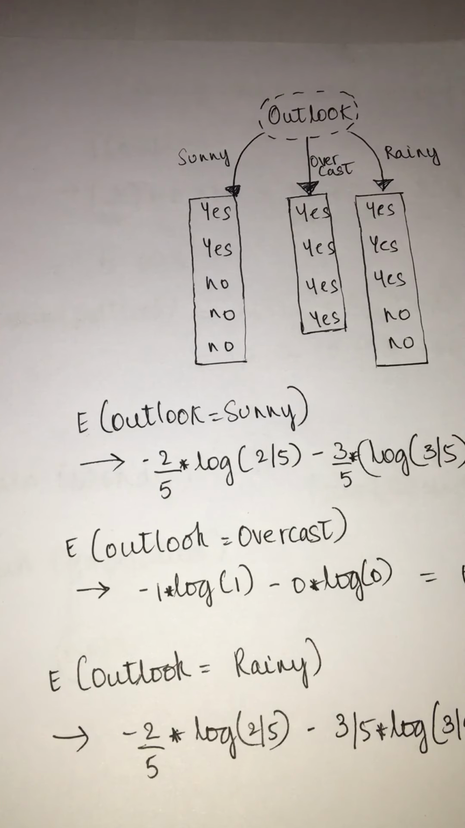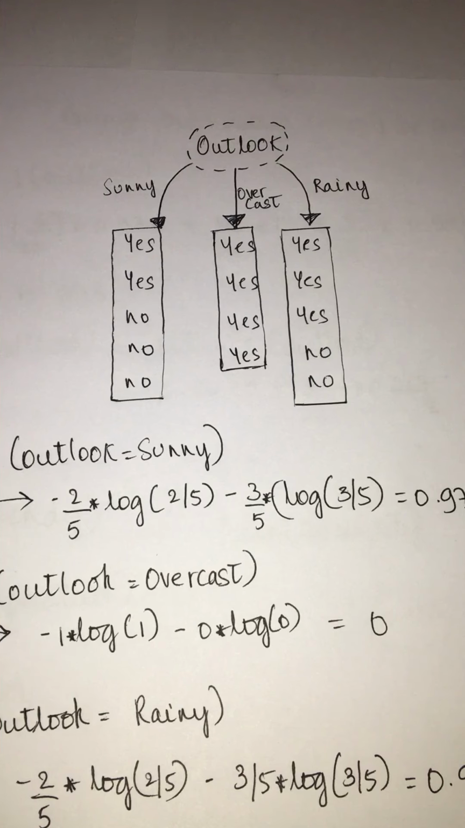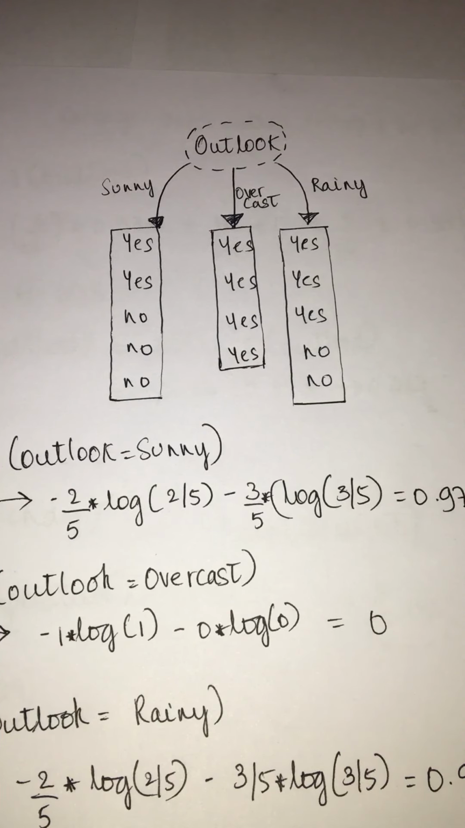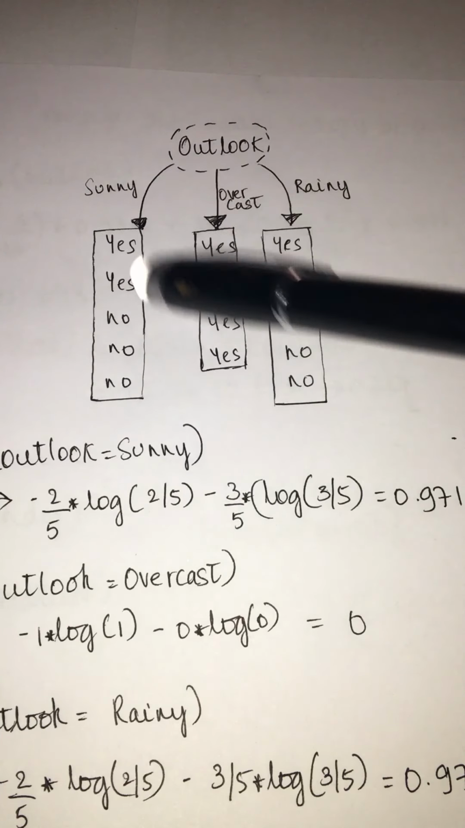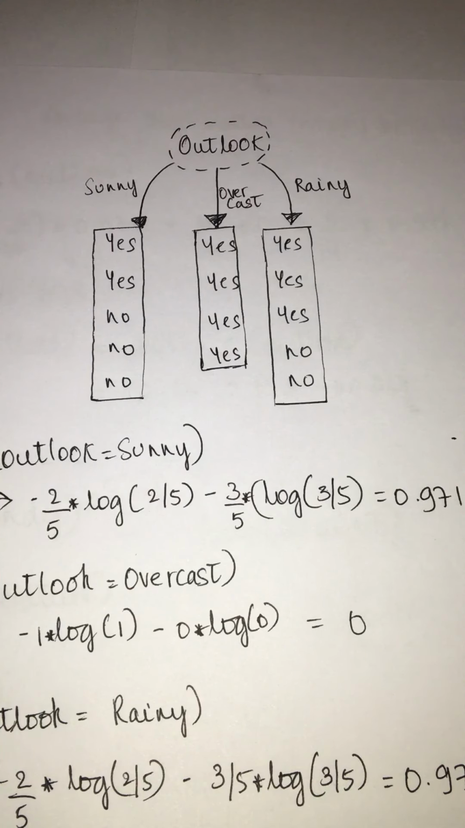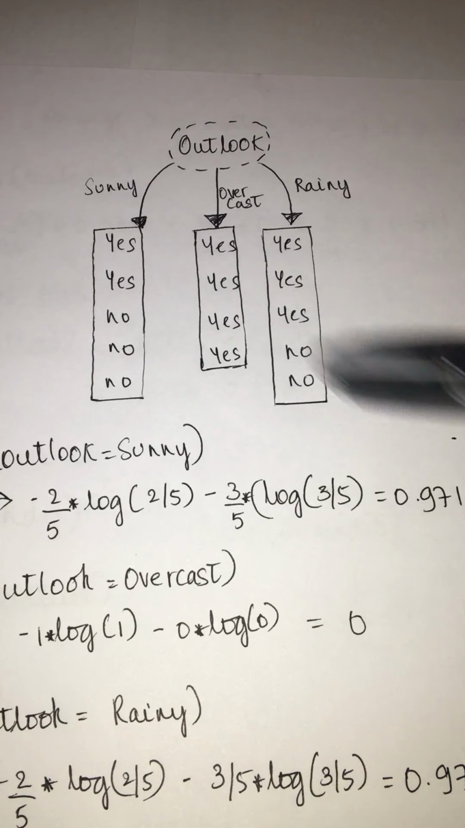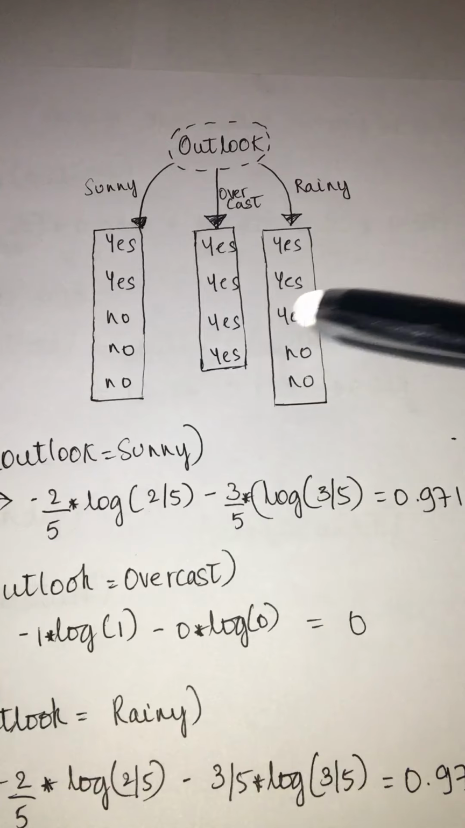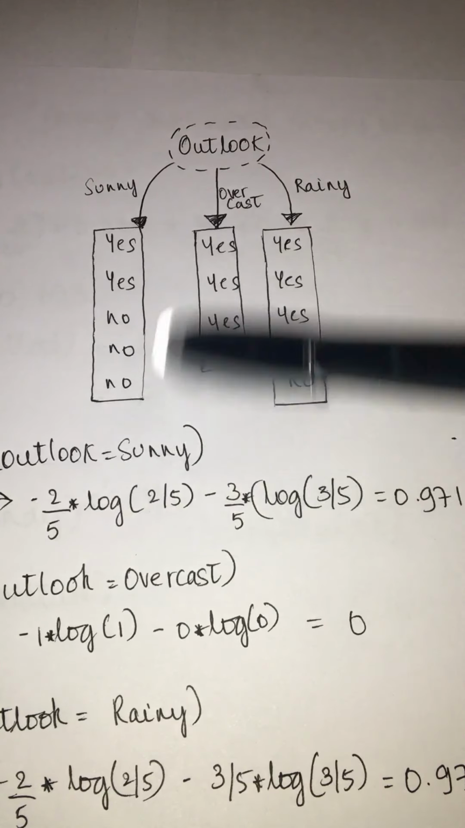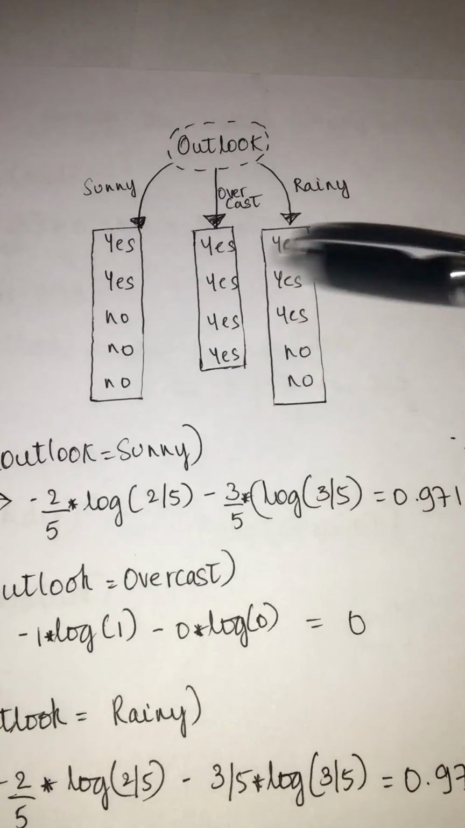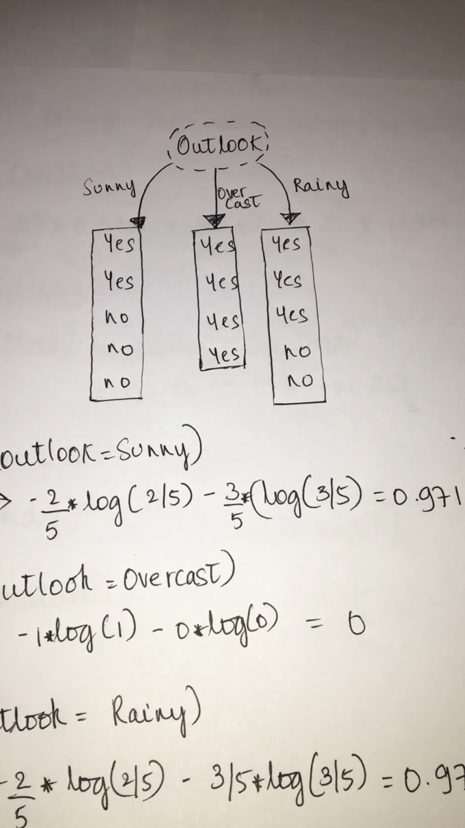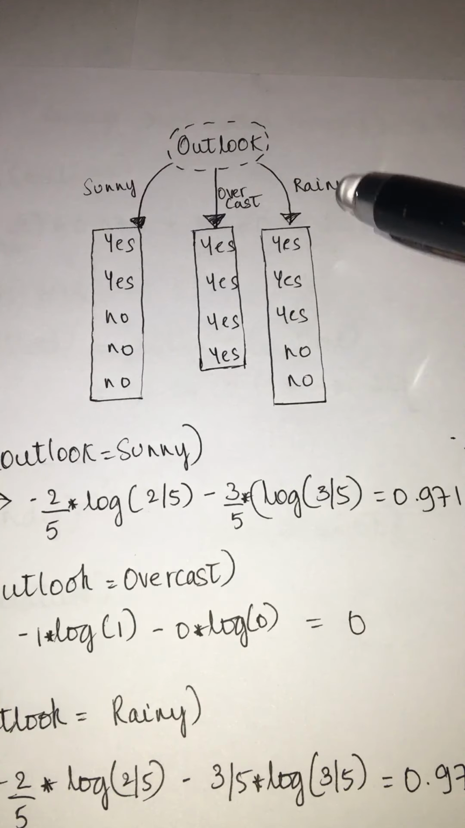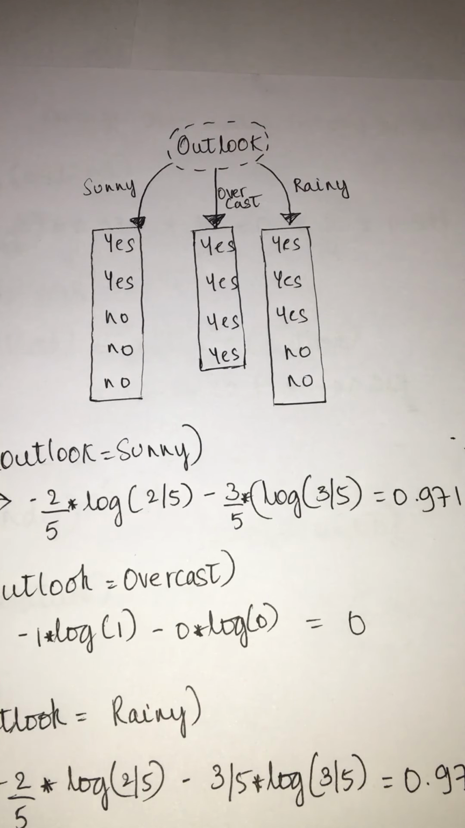Okay, so this is outlook. Outlook has three unique values, right? In this step you're grouping by each one of those categorical values of outlook, right? This yes/no is your play column. When outlook is sunny, this is the count in your play column. When outlook is overcast, this is what is in your play column. When outlook is rainy, this is what is in your play column. So this step is clear, right?